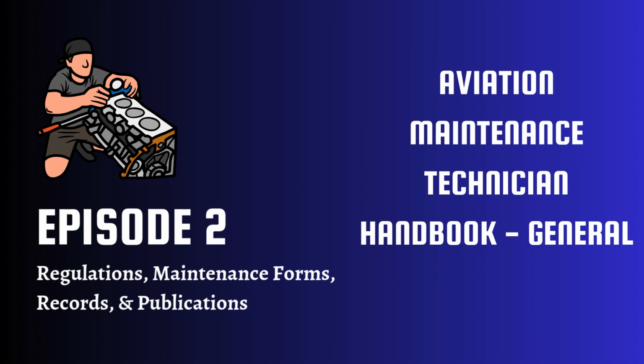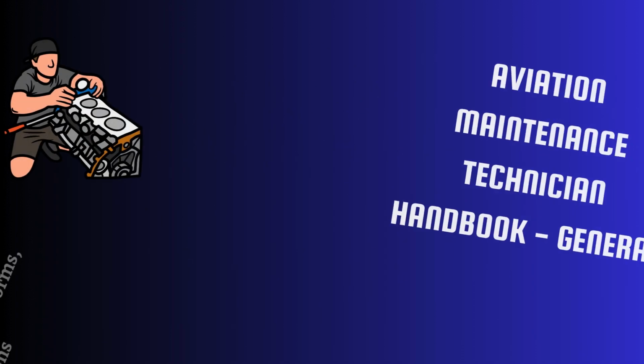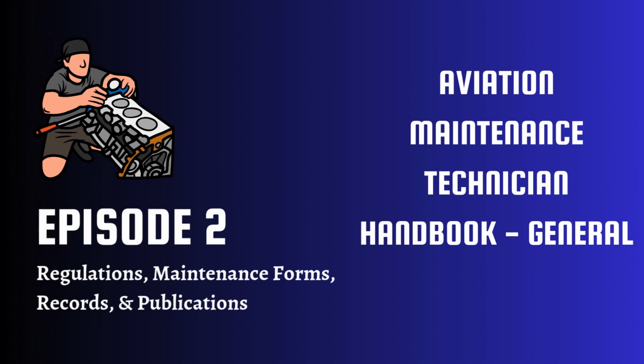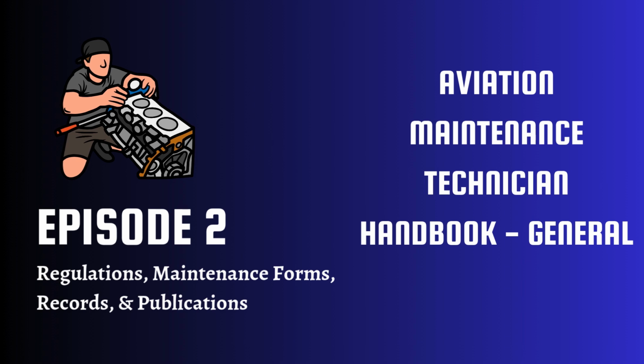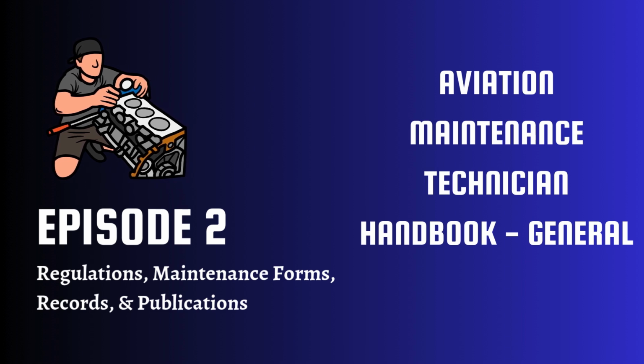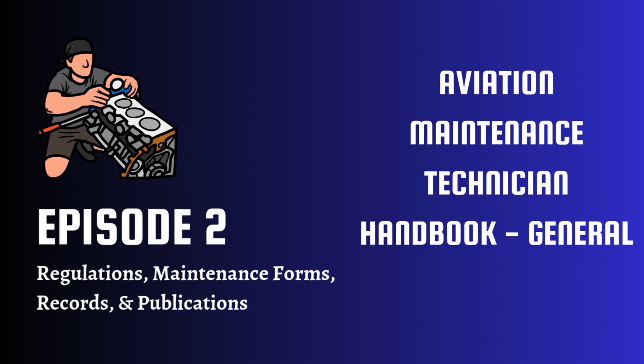Okay, once you know if it's a repair or alteration, the next critical step is deciding: is it major or minor? Why is this distinction so important? It's huge because it dictates the type of data you must use to do the work and the type of paperwork required to document it, which directly impacts liability.